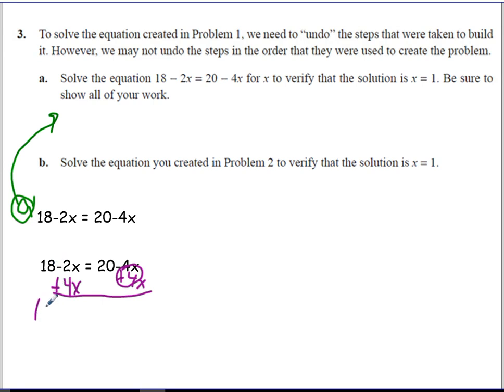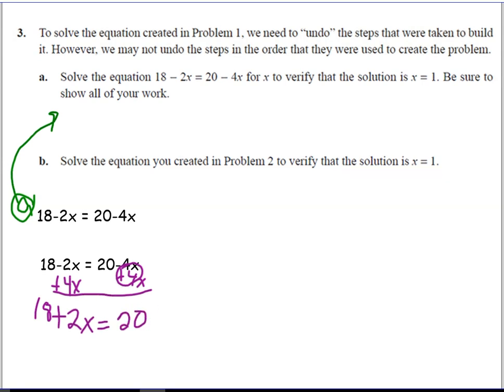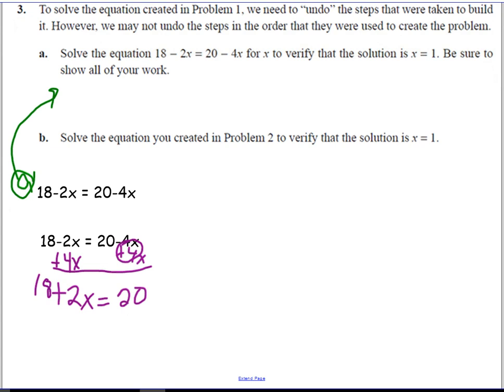So we have 18 still, it doesn't change. Negative 2 plus 4 would be positive 2, so 18 plus 2x. And that equals 20. We don't have to put our 0x. That disappears because we still have something on that side, so we can just drop it off. And so now anything with an x is left.